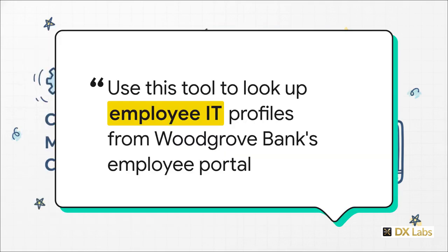Let's look at why getting this right is so critical. Vague descriptions are the absolute #1 reason an agent fails to pick the right tool. If you write a service for employee data, you're giving the AI basically nothing to work with. But if you write, use this tool to look up employee IT profiles from Woodgrove Bank's employee portal, including assigned devices, access permissions, and account details, boom, you've given the AI exactly what it needs to succeed. For the exam, lock this in. Detailed, context-rich descriptions are absolutely mandatory for the orchestrator to match requests accurately.